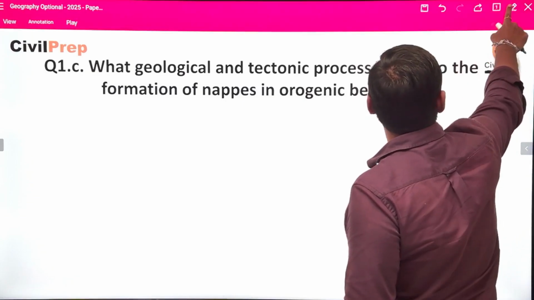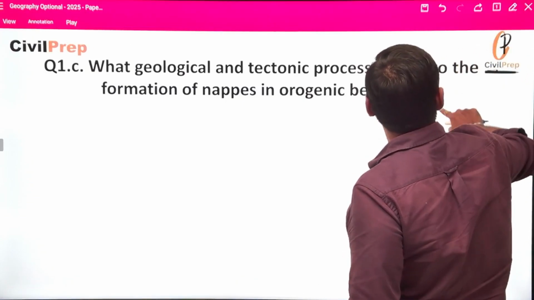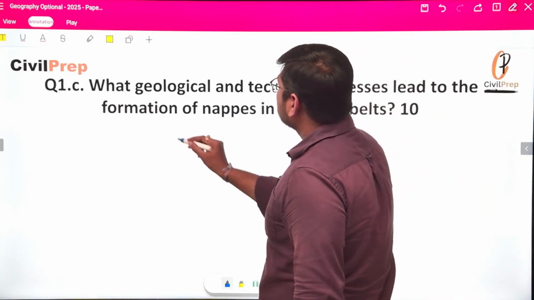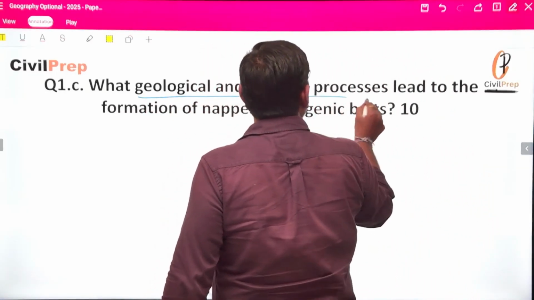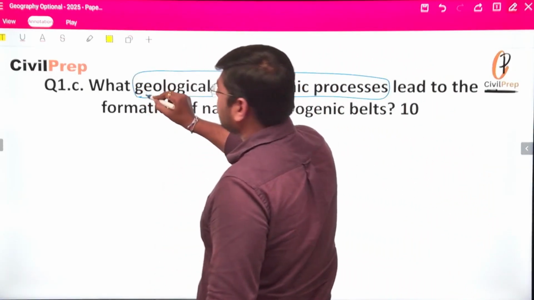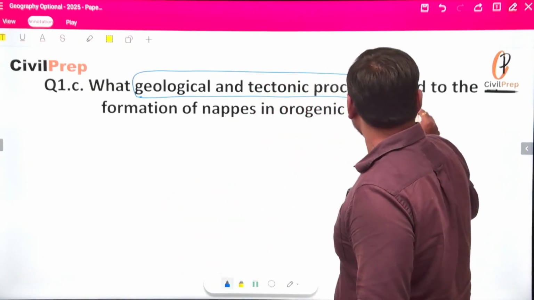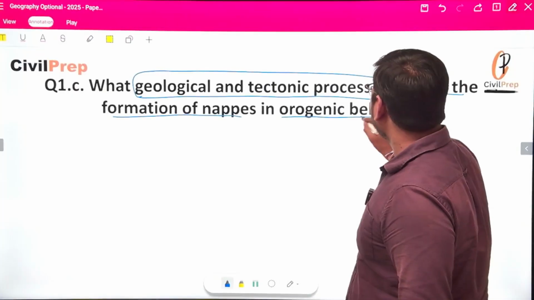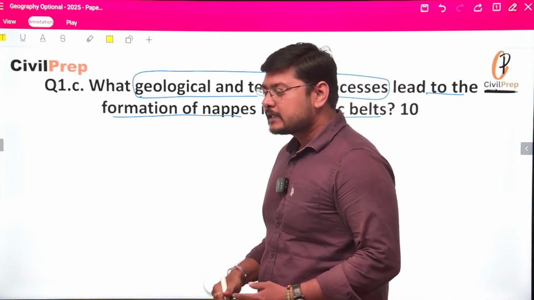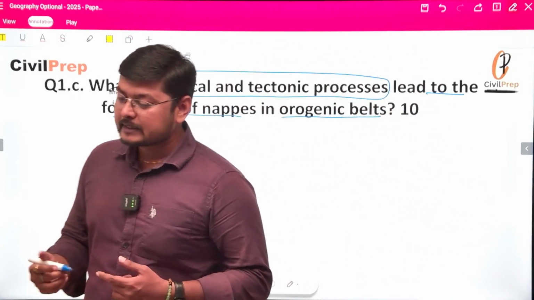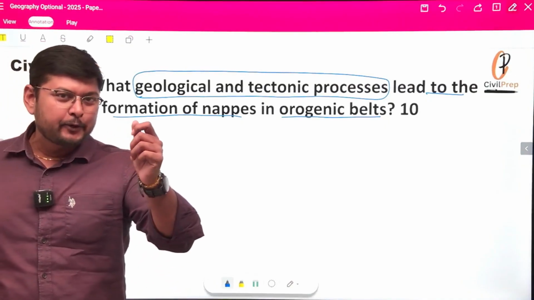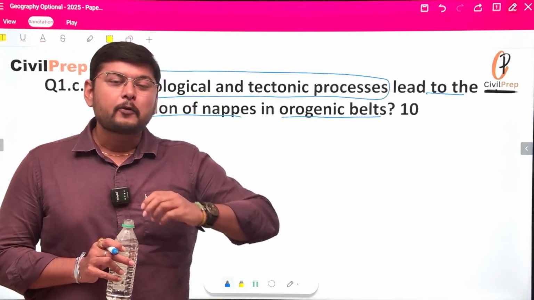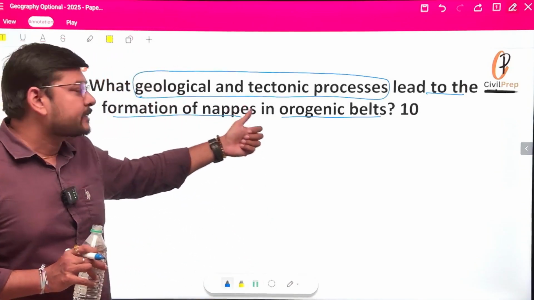So next question here we have, with respect to the geological and tectonic process. The geological and the tectonic processes lead to the formation of nappes in the orogenic belts. Okay, so this is one of the questions which is quite peculiar. It is very much peculiar with respect to the development of the folds and faults and the geological processes involved here.